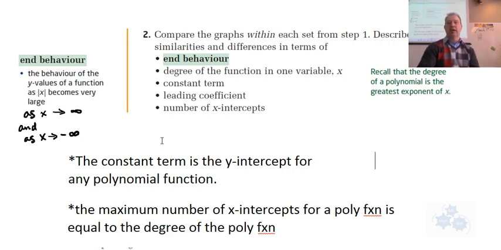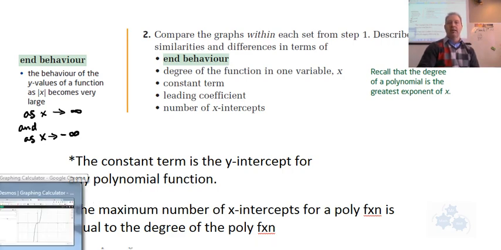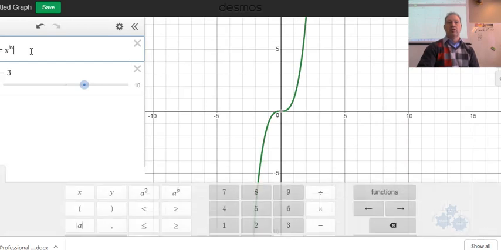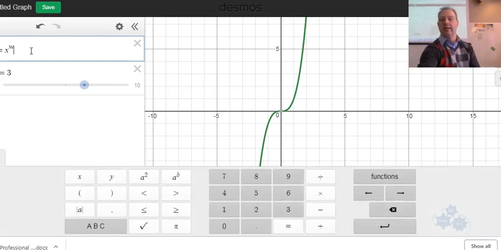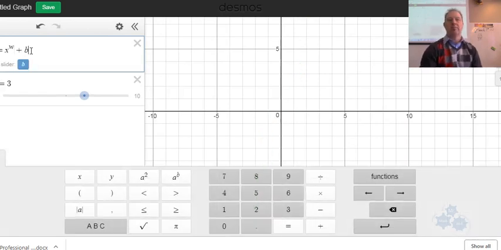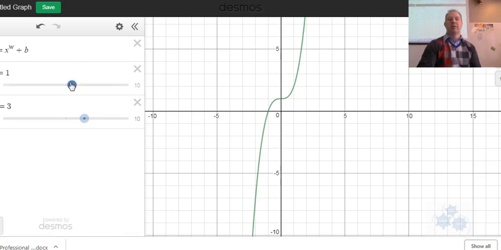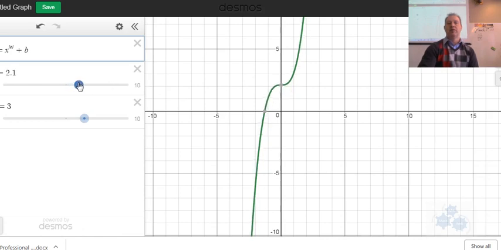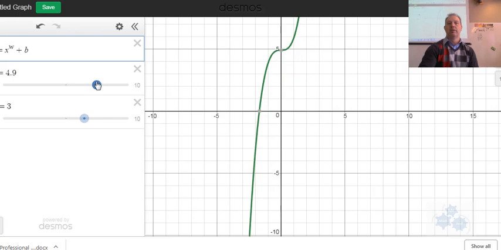The constant term. Notice that for a polynomial function, the constant term is the y-intercept. So watch this. I'm going to add another variable. Let's make it b. I'll make a slider for b as well. So if b is 1, look at what the y-intercept all of a sudden is. 1. If b goes up, that just moves that whole graph up. 5. There you go. The y-intercept is 5.